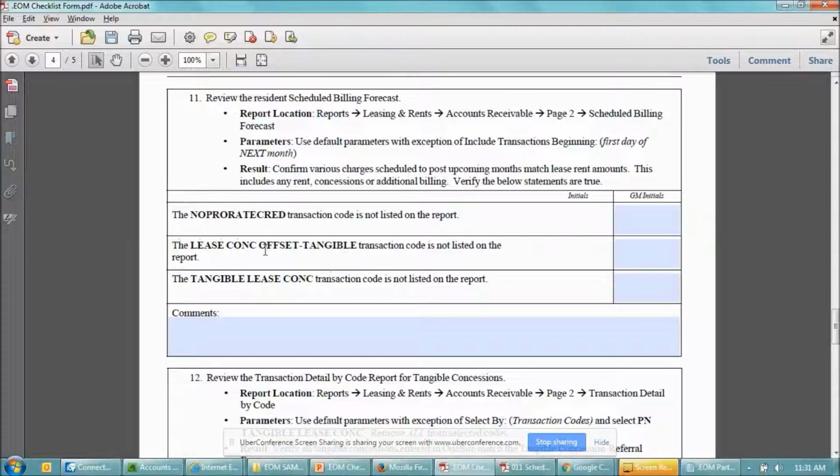And so we want to make sure that one's not in scheduled billing. Same with the tangible lease concession. We do not want those codes listed on the report. This one is the issuance partner for this one. See how you're like, what is she talking about? Issuance, scheduled billing? You don't have to worry about any of that if you don't do gift cards. So just don't do gift cards and you'll never have to worry about these guys.